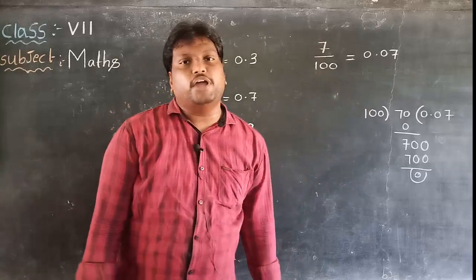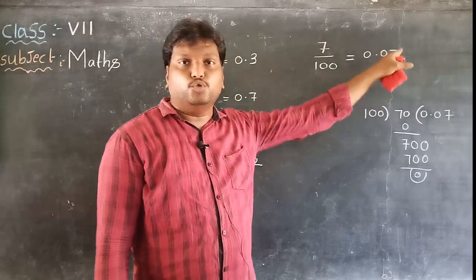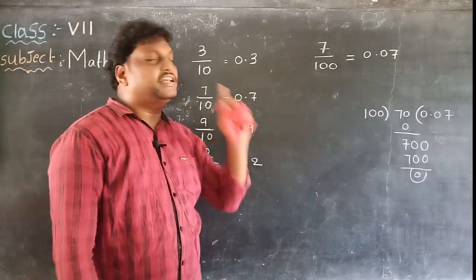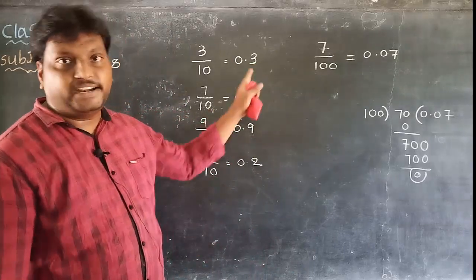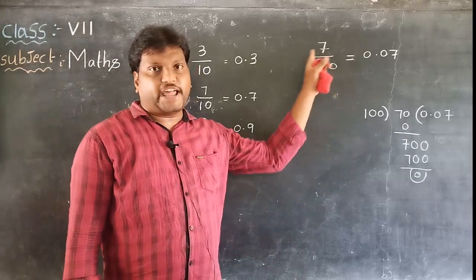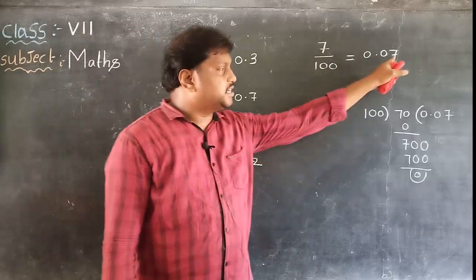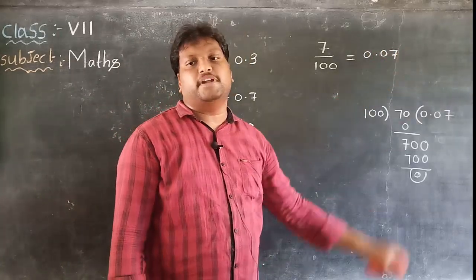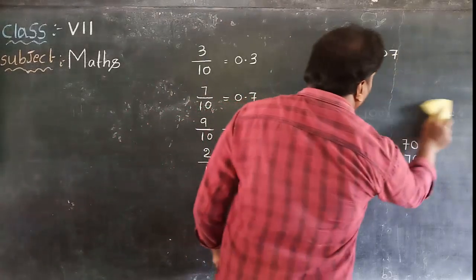See, 7 by 100. In the denominator we have 2 zeros. That's why in the decimal part we have 2 digits. In 7 by 10, in the denominator we have only 1 zero. That's why in the decimal part we have only 1 digit. Here, in the fraction, in the denominator we have 2 zeros, so in the decimal part we get 2 digits. Okay, this is like that.